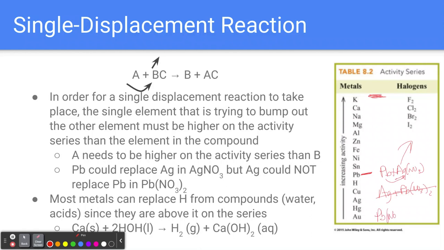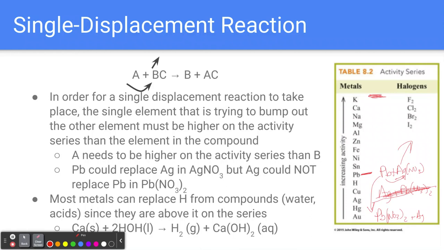nitrate plus silver. So we went from there to there as our reactants and products. But again, silver isn't quite as active as lead, so it cannot kick it out. So that one would not happen.